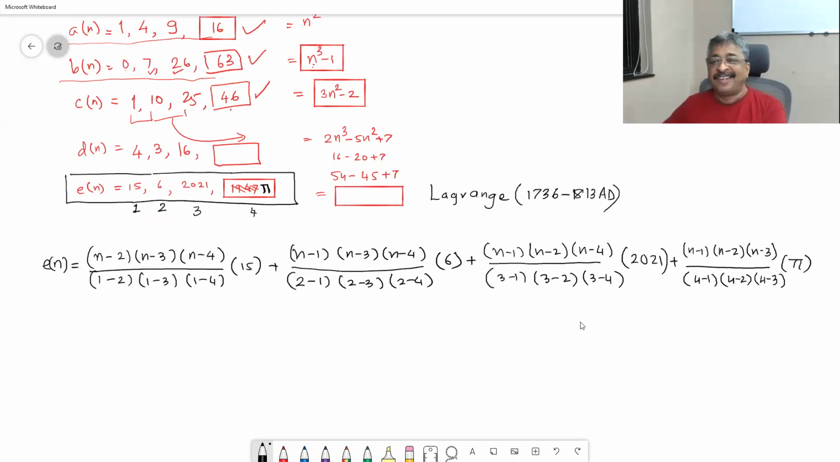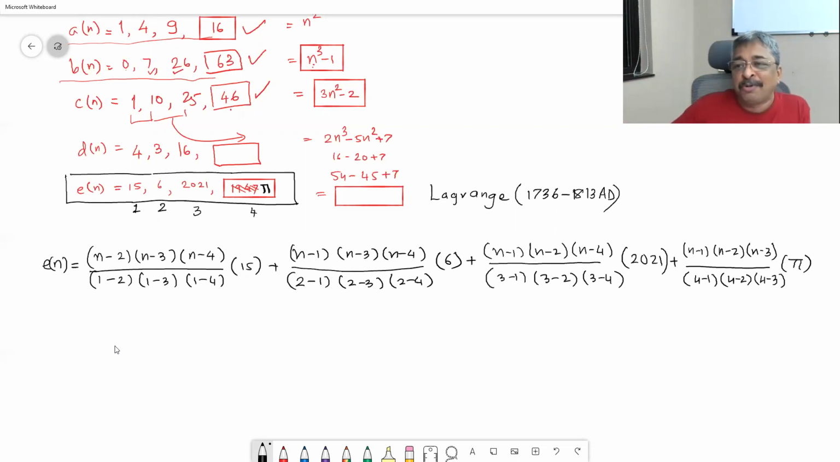This is the formula by which you will get the required answer. If we put n is equal to 1, observe this: 1 minus 2 upon 1 minus 2, 1 minus 3 upon 1 minus 3, 1 minus 4 upon 1 minus 4, that is 1. So 1 multiplied by 15 is 15. And in the other terms, n minus 1 makes the entire block 0, therefore 15 survives for n is equal to 1.